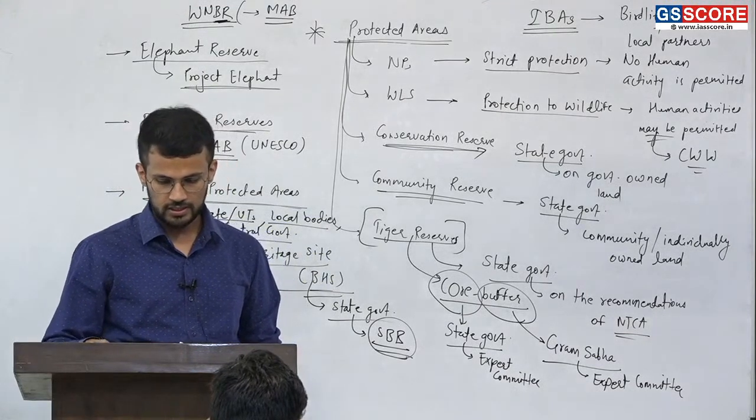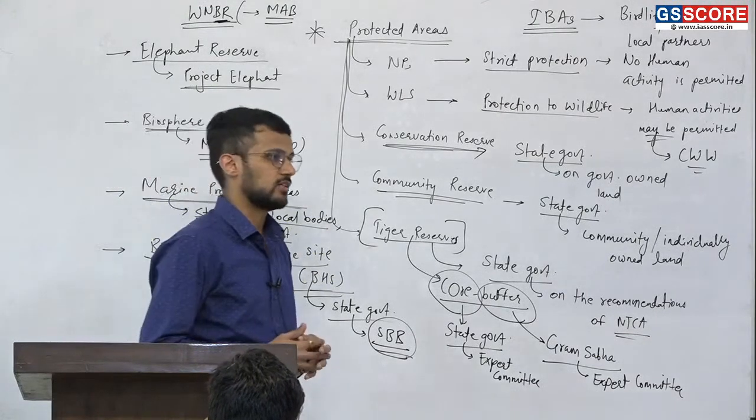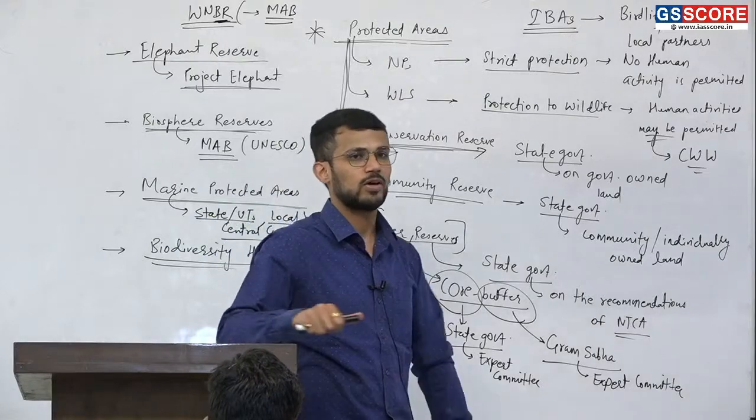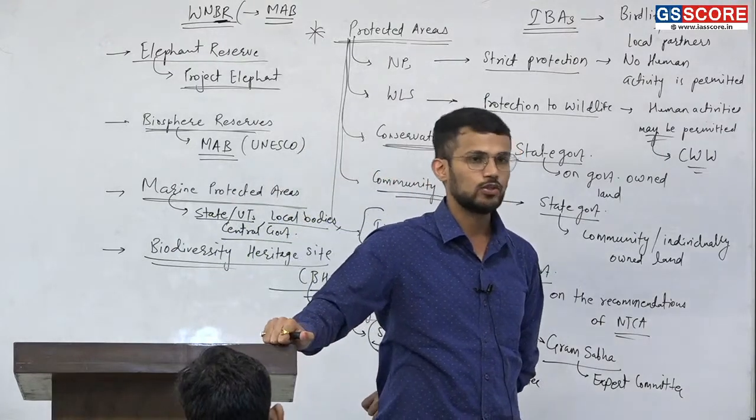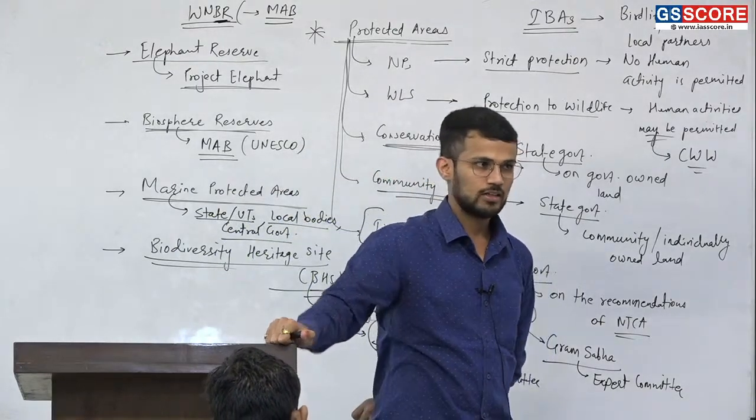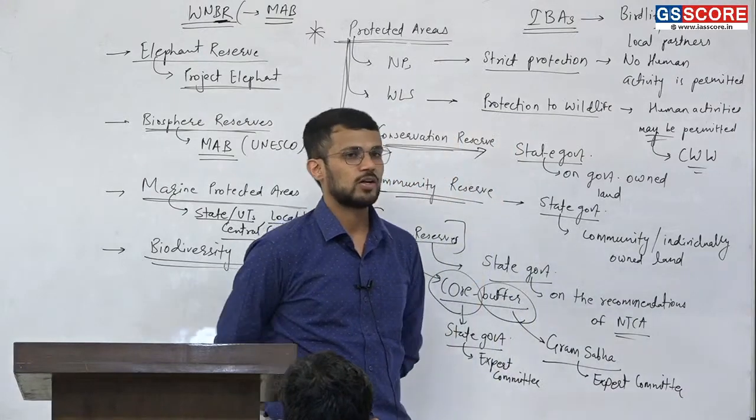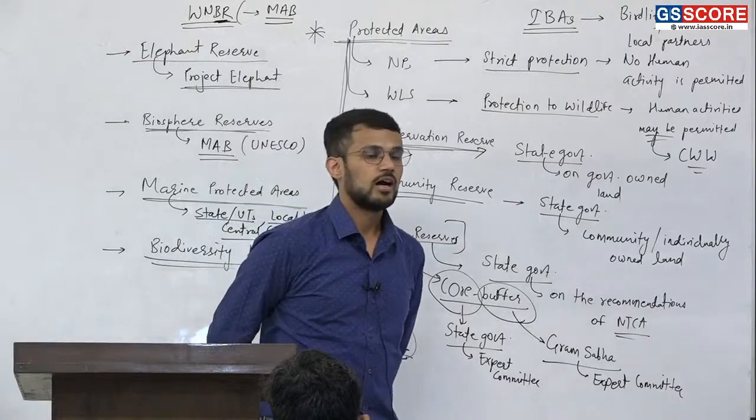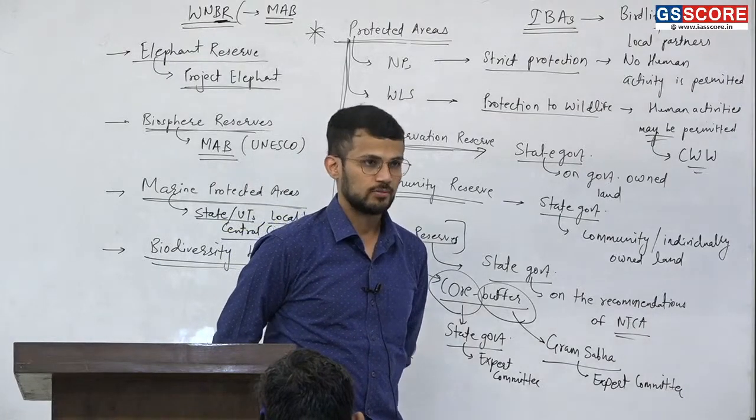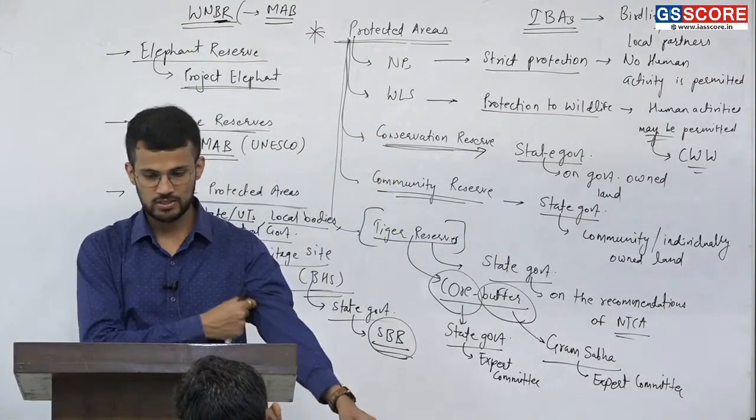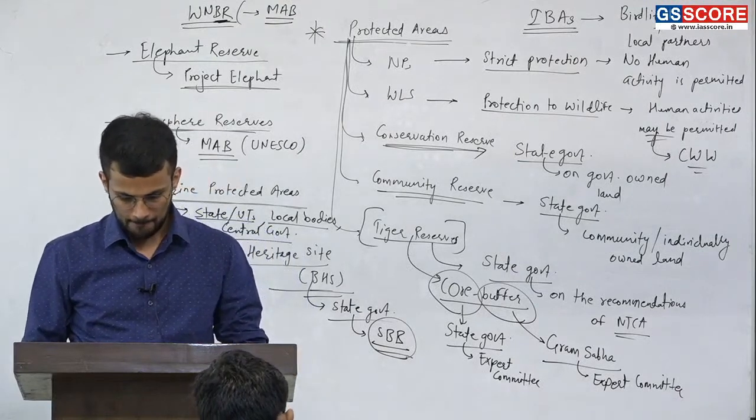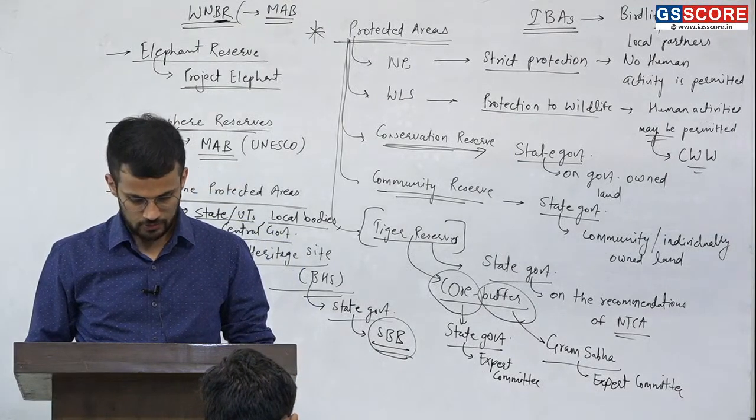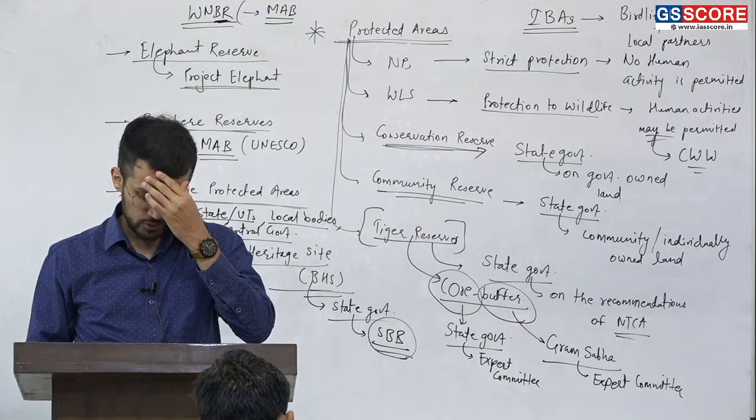Key Biodiversity Area. So who recognizes, who creates key biodiversity areas? Can you please tell me? This point is important. Key biodiversity areas are recognized by IUCN, right? You can write this point: key biodiversity areas are recognized by IUCN.